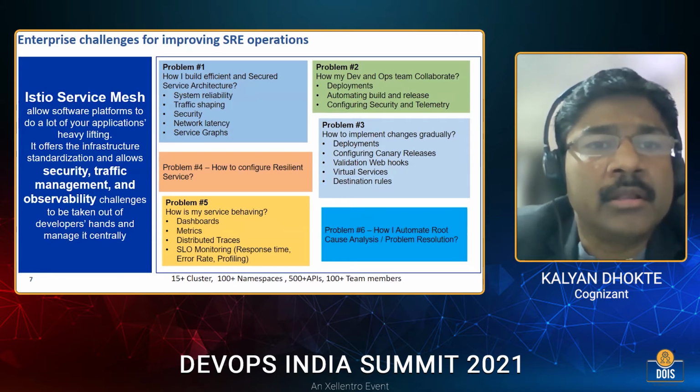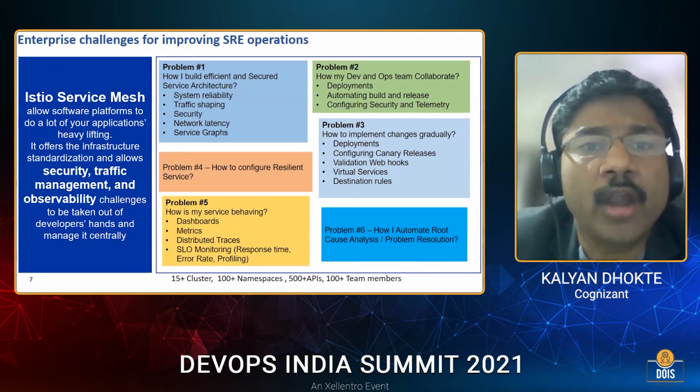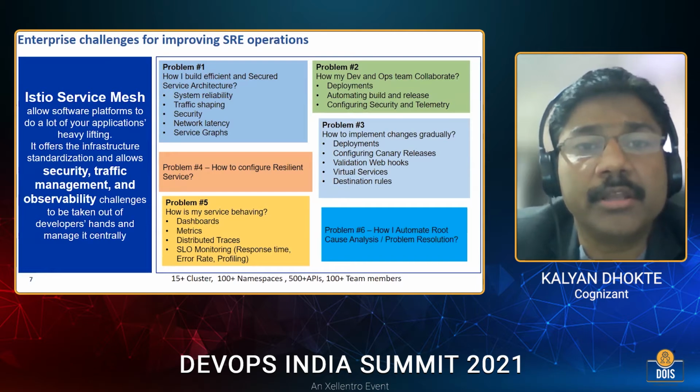The last problem I can see is problem number six: how I automate root cause analysis, and how I can reduce MTTR and MTTF. That's again one of the principles of DevOps. I can improve that, add it as one of my own SRE practices, and integrate with some of the AIOps tools.